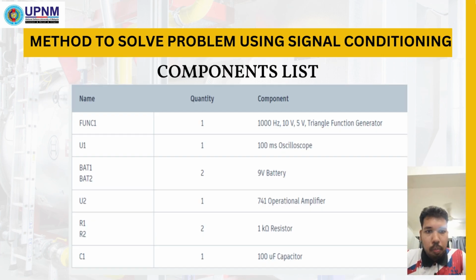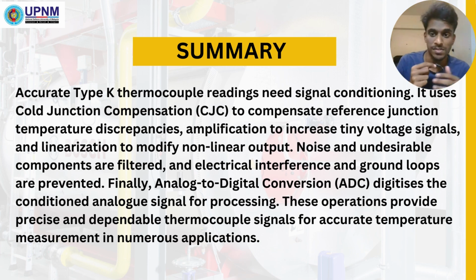The next slide is about the low pass filter components that are used to construct the circuit in Tinkercad. As we can see, we use one triangle function generator, one oscilloscope, two batteries, one operational amplifier, one resistor, and one capacitor. So for the summary, to get accurate type K thermocouple readings, the signals need to be conditioned.